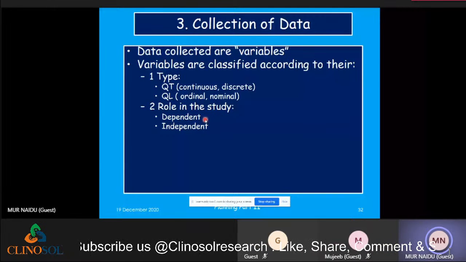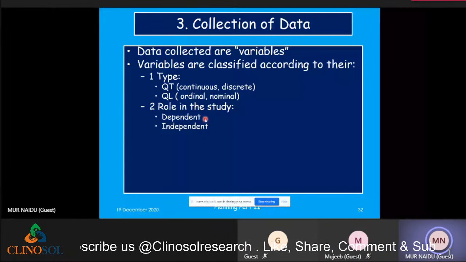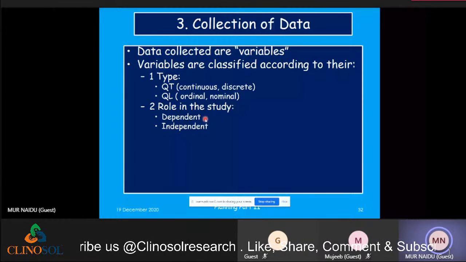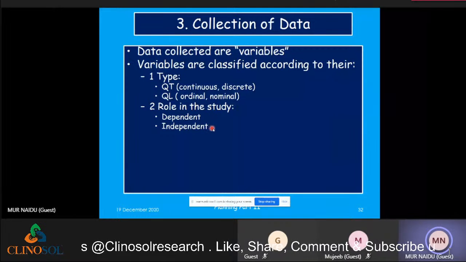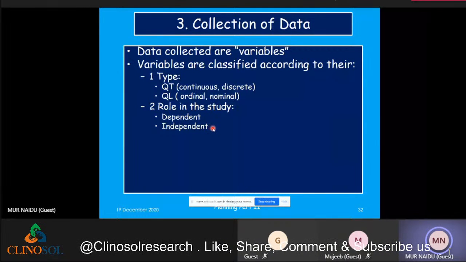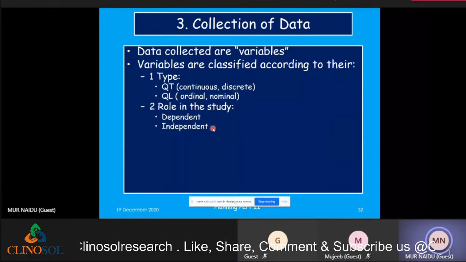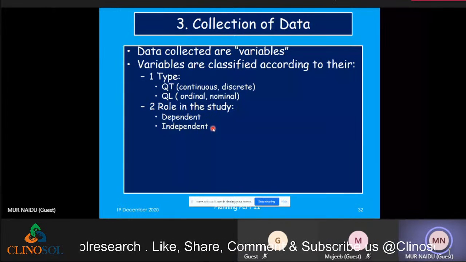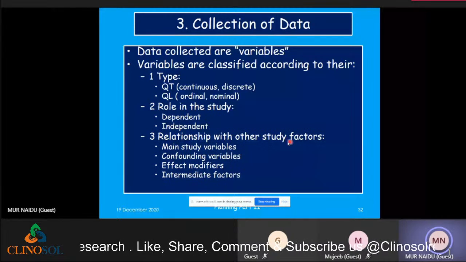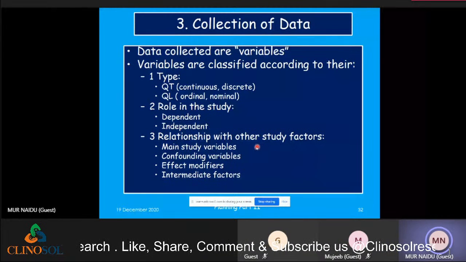Then, relationship with the study. You have to always think that whenever you are taking a particular variable, it has to have a relationship with the study. When you are doing diabetes, you must have the variable glycosylated hemoglobin or blood sugar level. If you are not doing that, then it is not related.